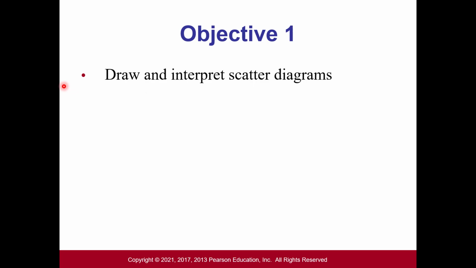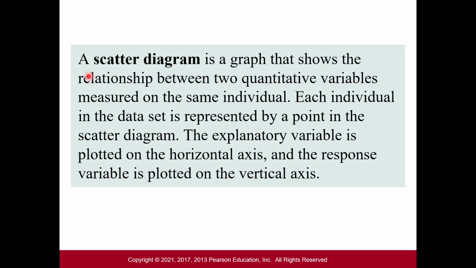Okay, so now we're ready for our first objective. We are going to talk about scatter diagrams. A scatter diagram is a graph that shows the relationship between two quantitative variables measured on the same individual. Each individual in the data set is represented by a point in the scatter diagram. So we're going to be plotting points.